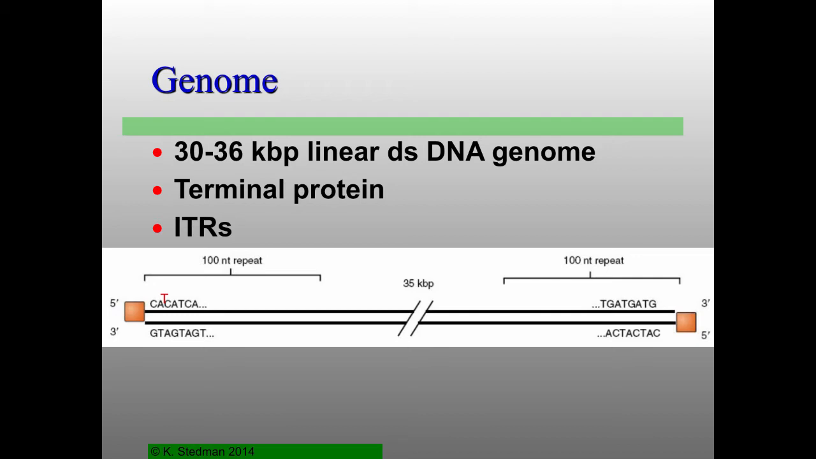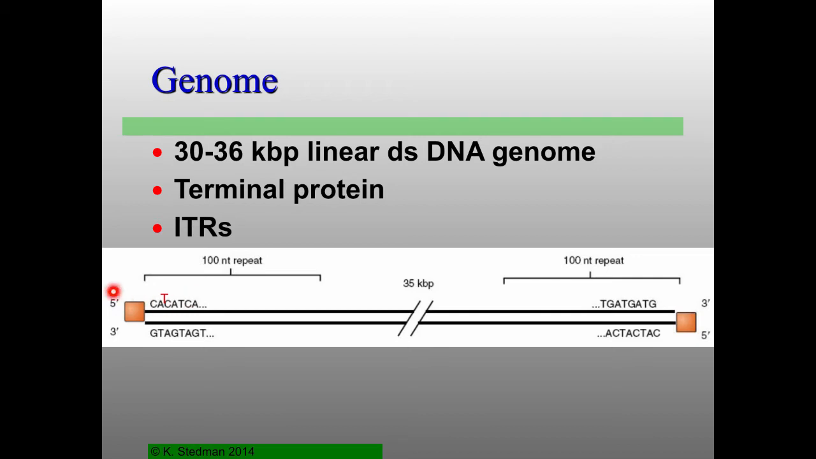So replication for polyoma and papilloma is all cellular, with the viral helicase. Now it's a viral polymerase with a viral protein which is serving as the primer for your replication.